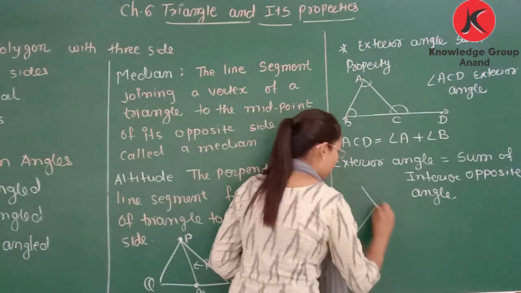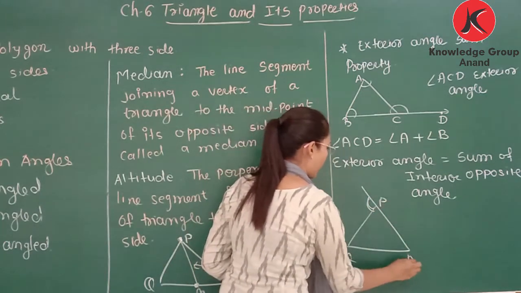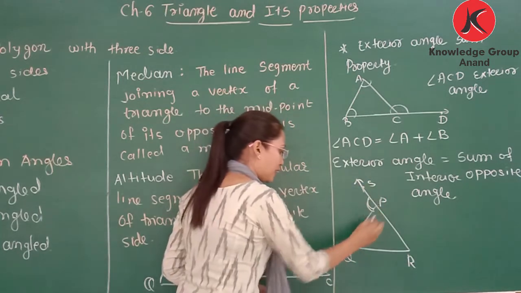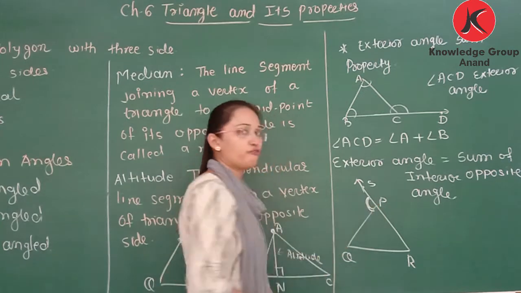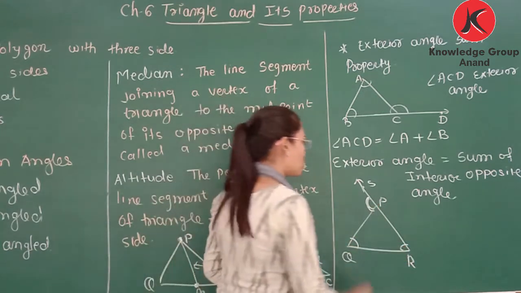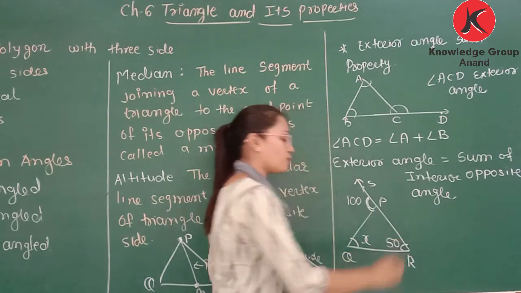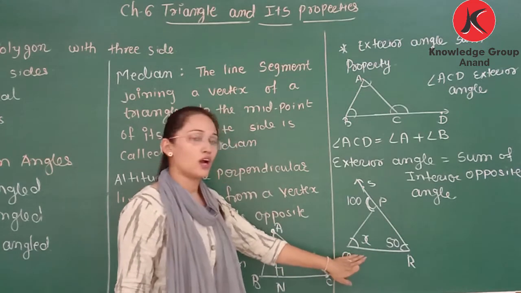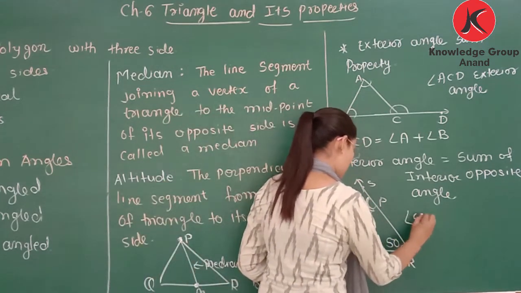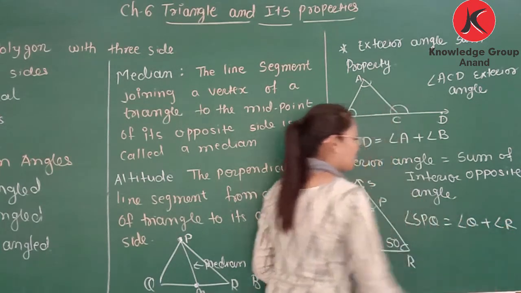Let's consider one more figure. Now this is our exterior angle. We can give the name PQR and this is X. So for this angle SPQ, that is the exterior angle of P, the interior opposite angles will be Q and R. So if this is 100, this is X and this angle is 50, and we want to find the unknown angle X. For that we can write angle SPQ is equal to angle Q plus angle R.